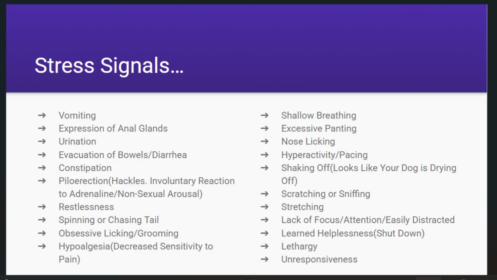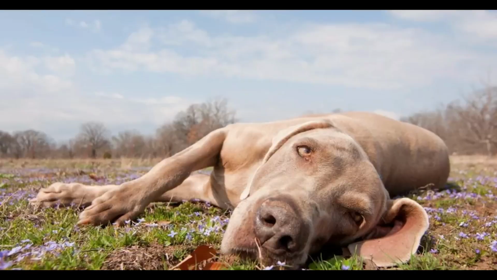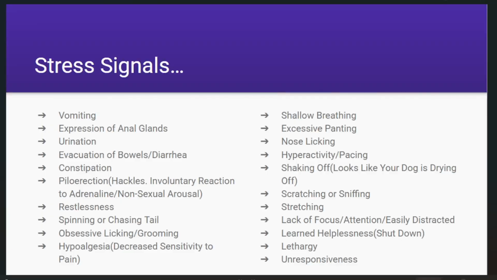Learned helplessness. Basically, your dog is shut down. They won't eat. They won't go to the bathroom. They just don't take care of themselves. They just stop. This is something that can also be taught to them. They can be, unfortunately, punished every time that they want to speak, so they stop speaking. They'll get punished every time they eat, so they'll stop eating. They'll get punished every time they need to urinate or defecate. Lethargy. Unresponsiveness.